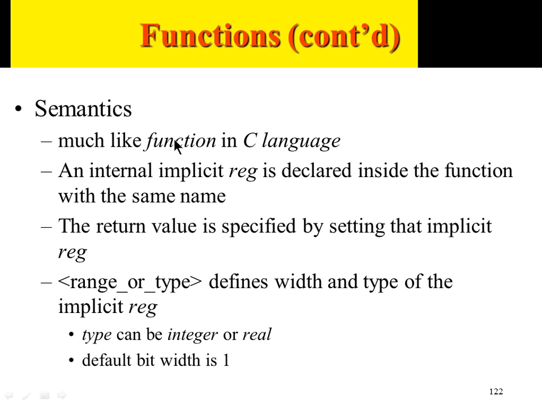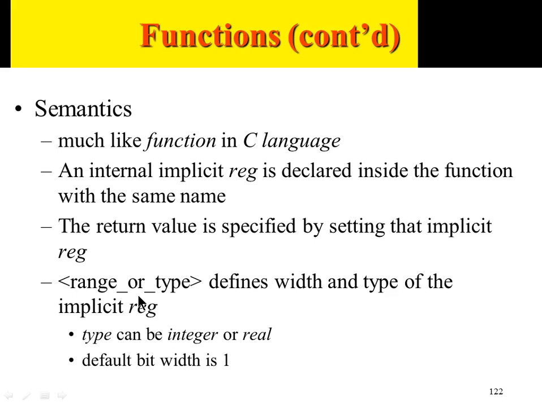So it's something very similar to a function in the C language. An internal implicit reg is declared inside the function with the same name. So the name of the function will be the value returned by the function, and you don't have to declare a separate reg for that. Inside the function, whatever the function name is, a reg will be declared by that name automatically. You can assign an output value back to it, which will be used as the output from the function. So the return value is specified by setting that implicit reg.